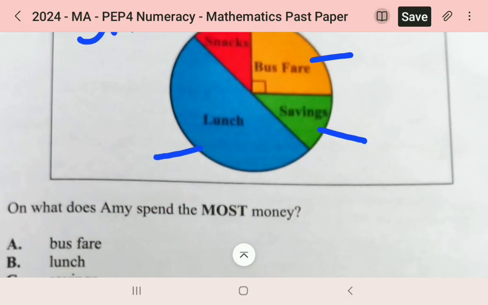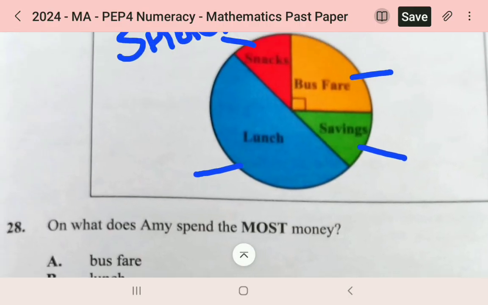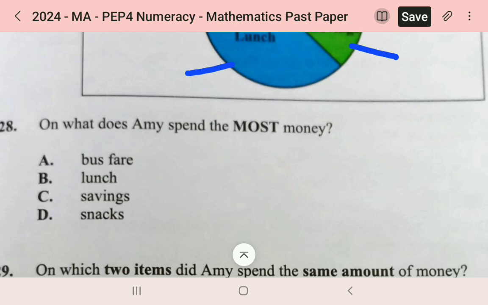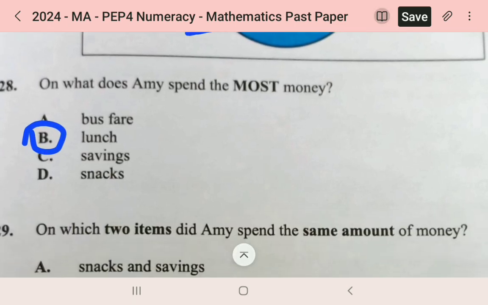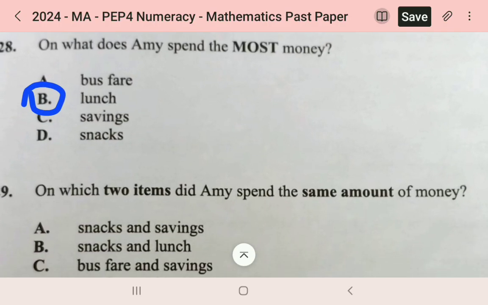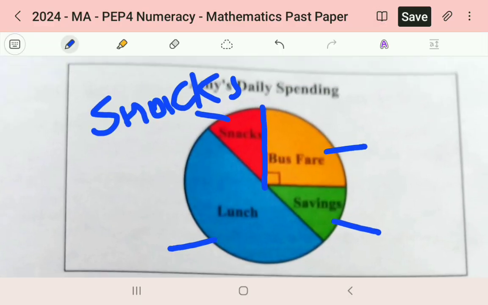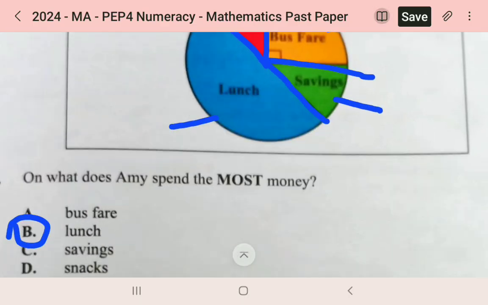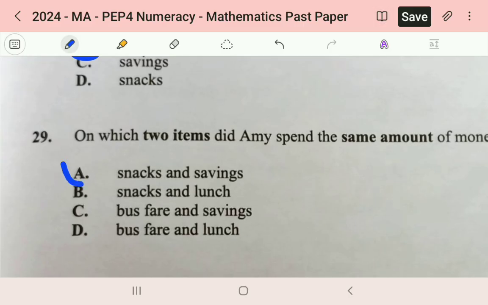Alright, let's see what they want. On what does Amy spend the most money? We're seeing it's lunch. Amy is a big eater. Well, it depends on what she's spending on lunch. But we are seeing that lunch is half of all she spends. On which 2 items did Amy spend the same amount of money? You're seeing that snack and savings have the same size. So let's find snack and savings. That's at A, snack and savings.